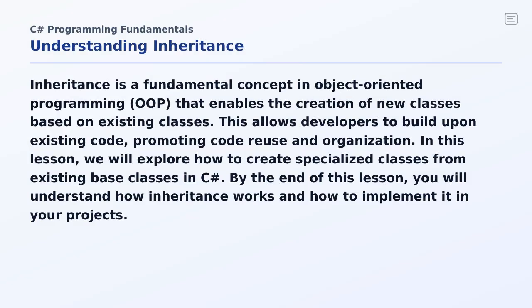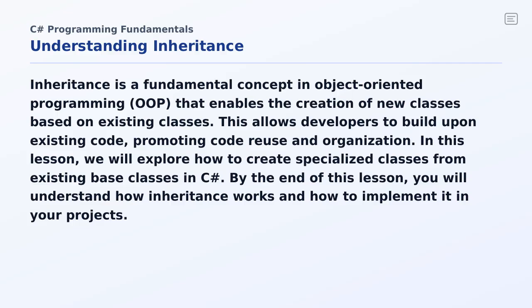Inheritance is a fundamental concept in object-oriented programming, OOP, that enables the creation of new classes based on existing classes. This allows developers to build upon existing code, promoting code reuse and organization. In this lesson, we will explore how to create specialized classes from existing base classes in C#. By the end of this lesson, you will understand how inheritance works and how to implement it in your projects.